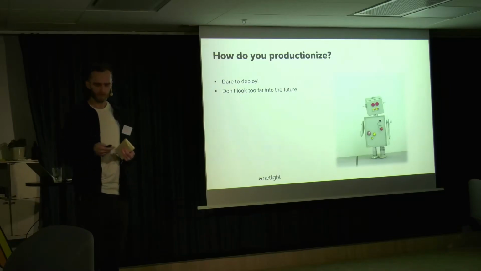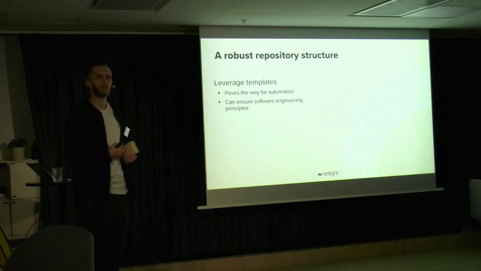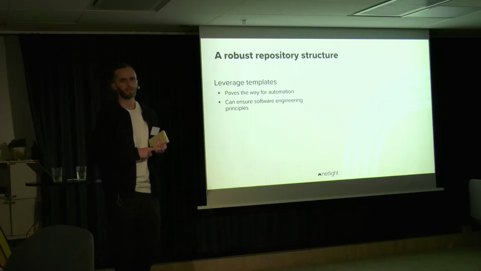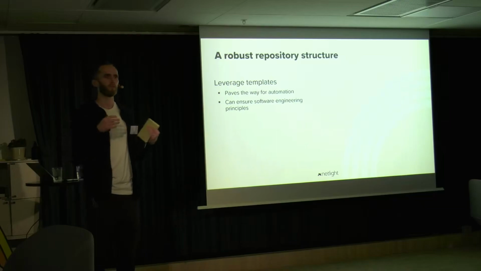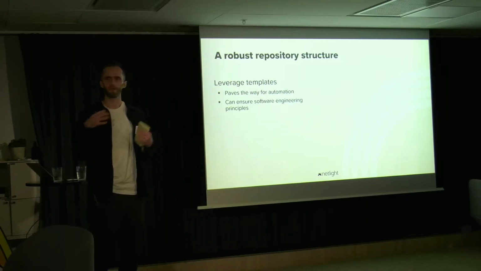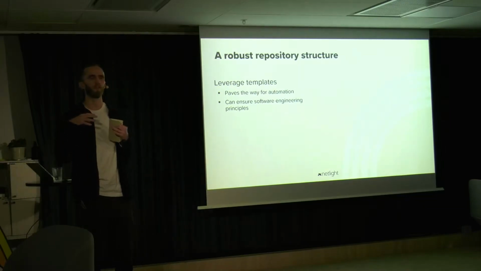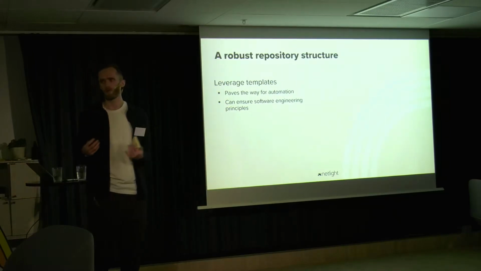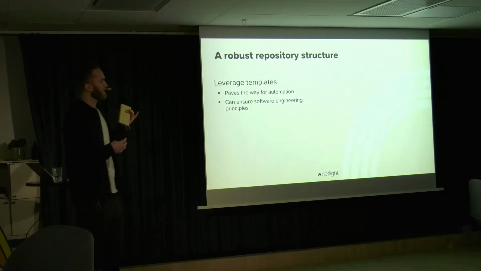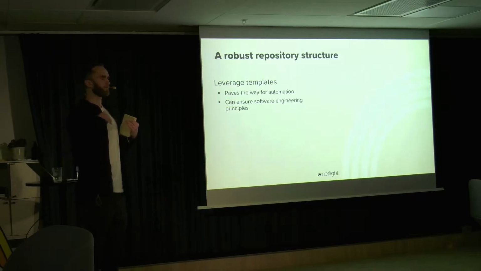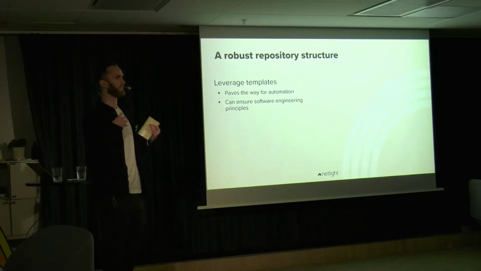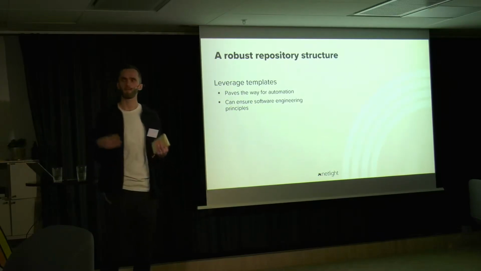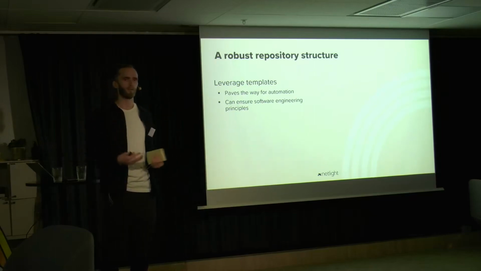All right, so what's the first step? A robust repository structure. So leveraging templates, using data science cookie cutters, maybe you modify them, or you use your own repository that you can then fork when starting new projects. And you get this nice structure, it paves the way for automation and can ensure these software engineering principles when you develop your models.